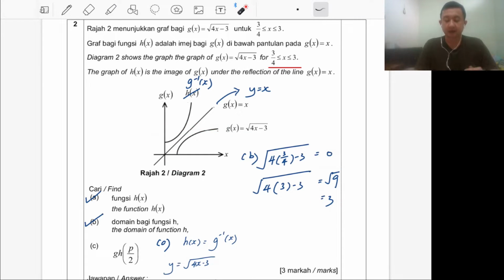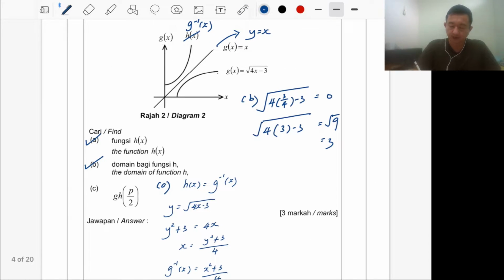So that will be the domain for g inverse. So the answer for this will be the domain of h(x) should be 0 and 3, including the 0, including the 3, inclusive.